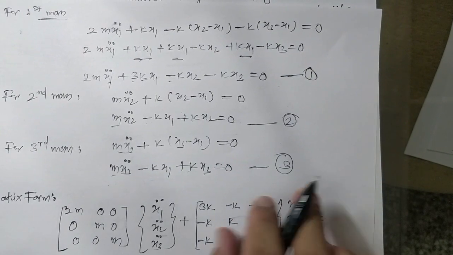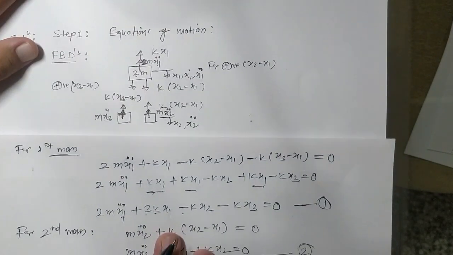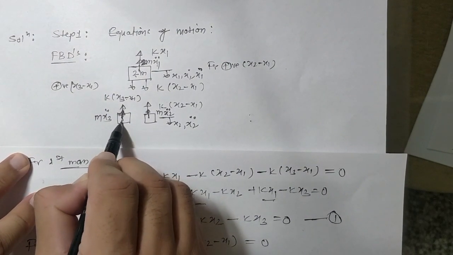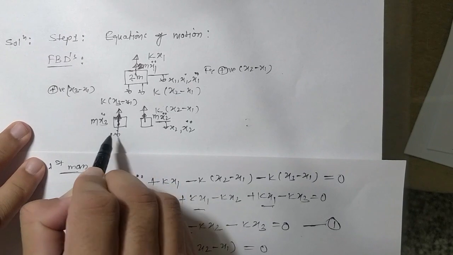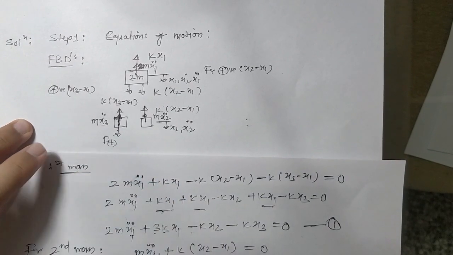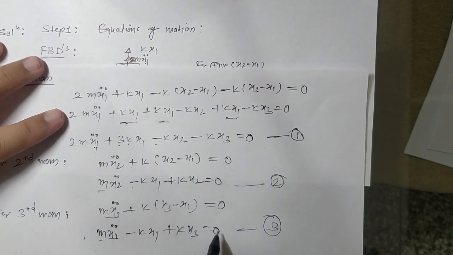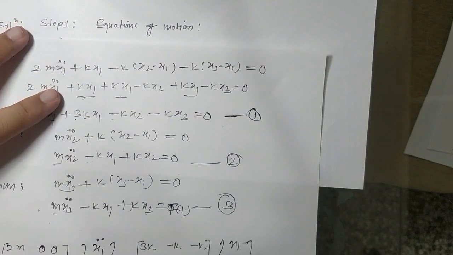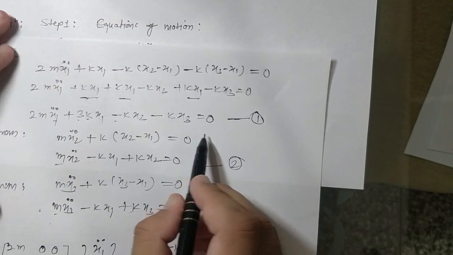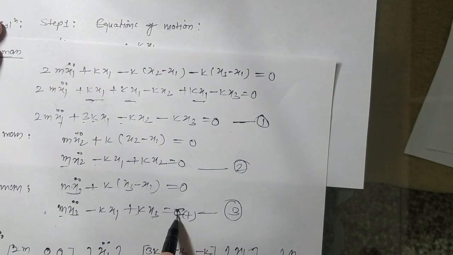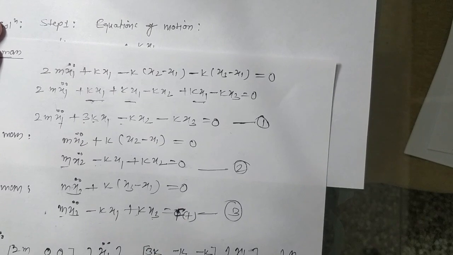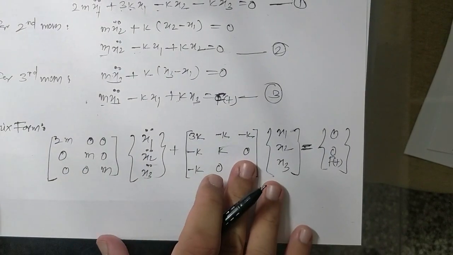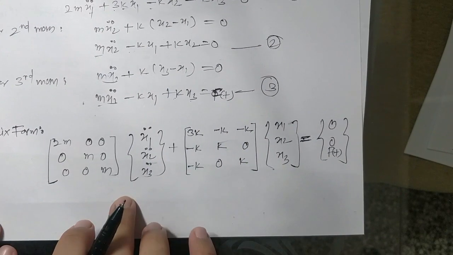There is one external force on the third mass, and that external force is Ft in this direction. So this equation would be like this. The force vector is 0, 0, and in the third equation it is Ft. So this is our governing equation for the 3 degree of freedom system.